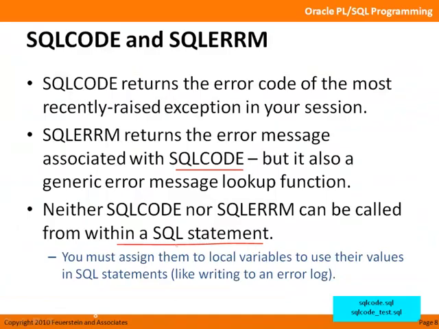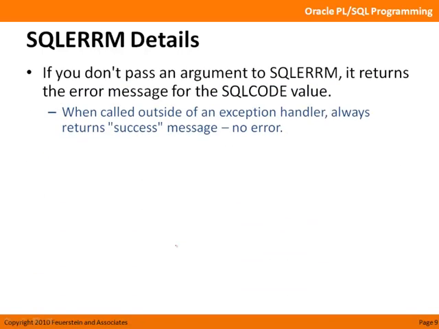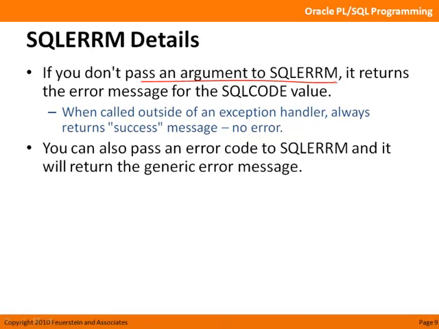So that's SQLCODE. Let's now take a look at SQLERRM. SQLERRM has been used for years to display the current error message. If you don't pass an argument to SQLERRM, if you simply call the function, then it returns the error message for the SQLCODE value. But you can also pass an error code to the SQLERRM function, and it'll look up and return the generic error message for that number.